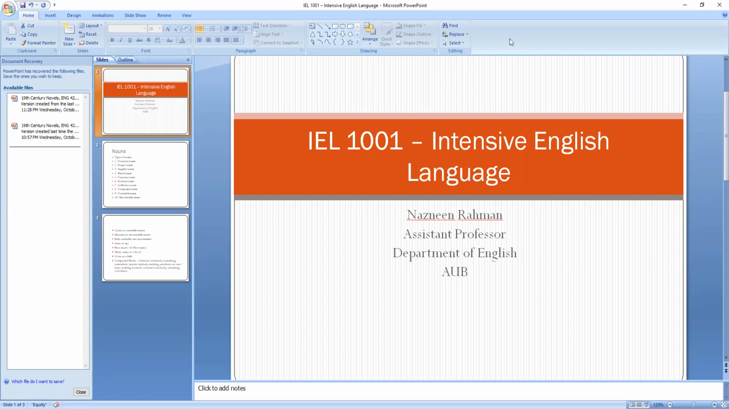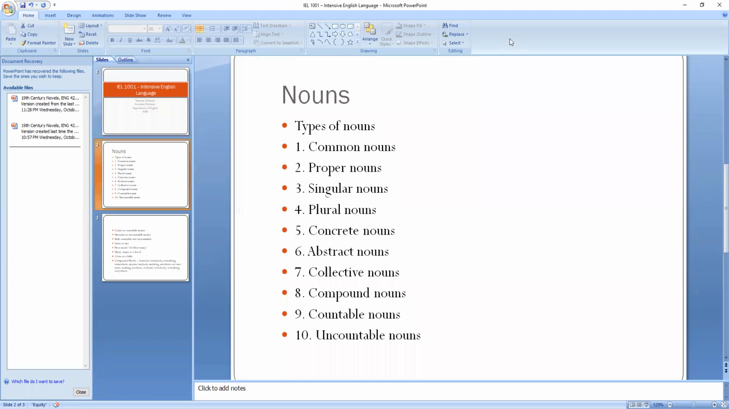It is IEL 1001 where we go through grammar. Today we will learn about nouns. So let us see how many types of nouns there are. There are basically 10 types of nouns. So let us see what those are.